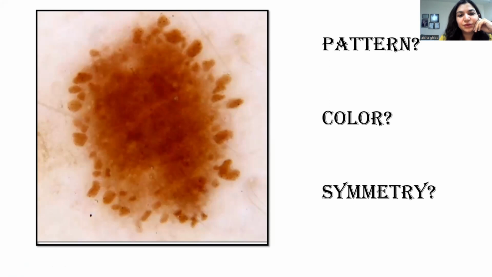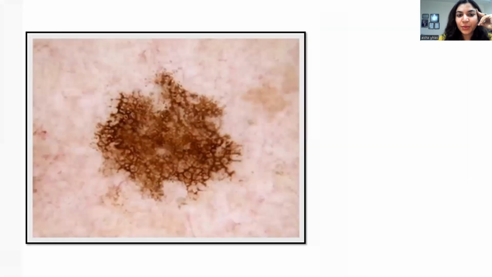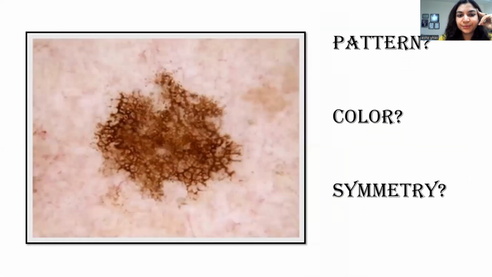Yes, it is symmetrical. So would you like to send the lesion for biopsy? No. Hopefully, you understand my point. Okay, so what's the pattern? It's a reticular pattern. What's the color? It's dark brown. Is it symmetrical? Yes, it is. By the way, this is an ink spot lentigo. And next time you come across such a lesion, you instantly know this is not melanoma. This is ink spot lentigo.